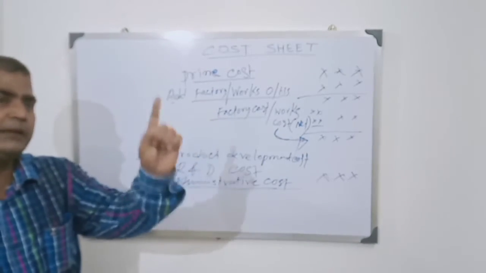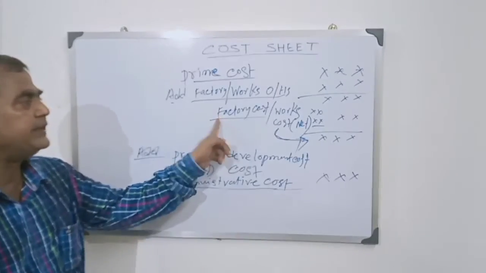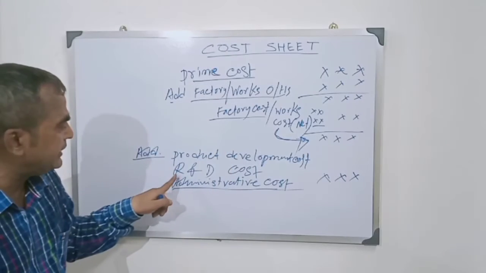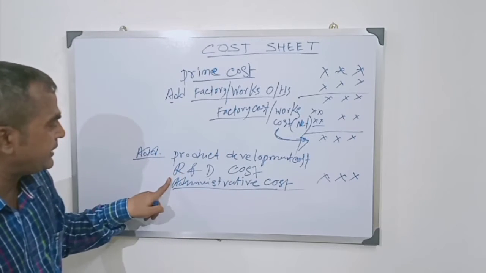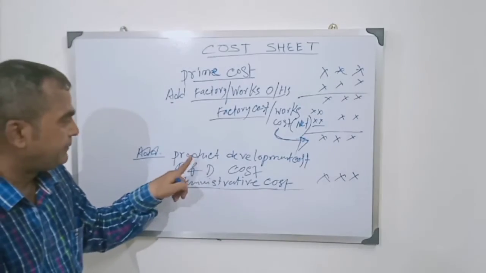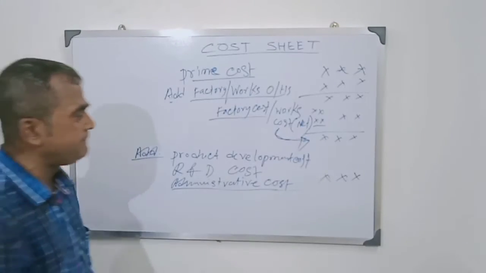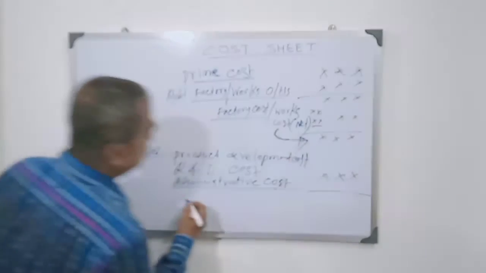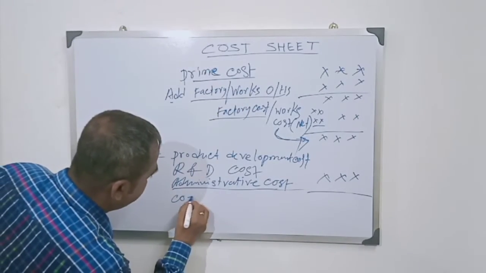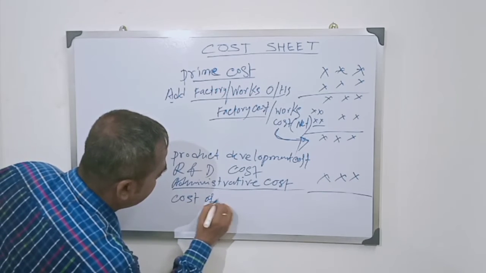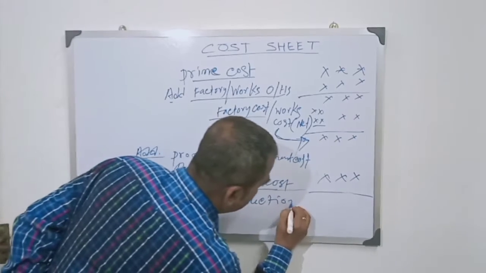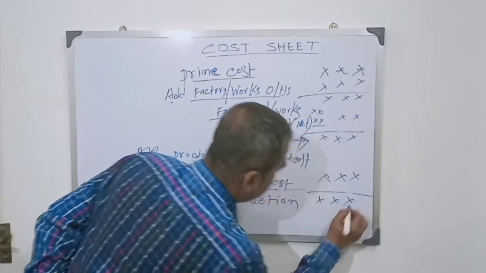A particular employee, if related to factory overhead, his salary goes there. Related to research and development should come here. Administrative cost should come here, office printing stationery should come here. We get the cost of production. So production cost and cost of production are different. Very quickly, cost of production.